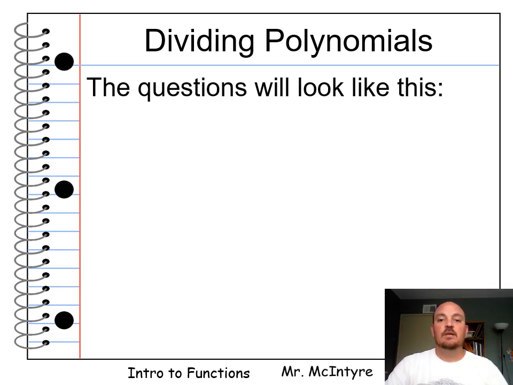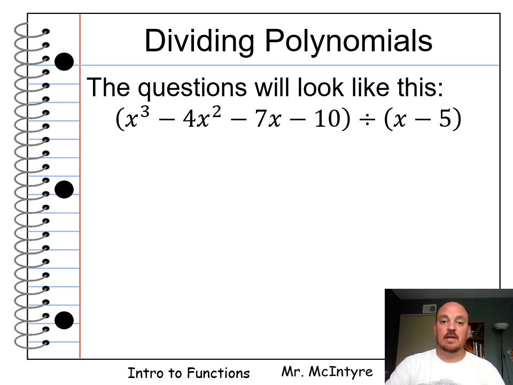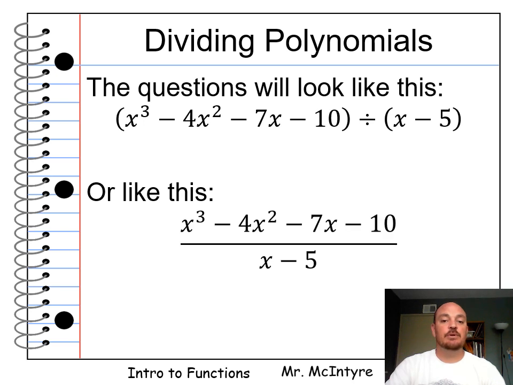All right, so here's what your question is going to look like. It could be written actually as a division problem. So you have one polynomial, the big one, divided by, and then we have a linear binomial, x minus 5. But the question can also be written as a fraction, because fractions mean divide. So if you have one polynomial over another one, that's the exact same question.